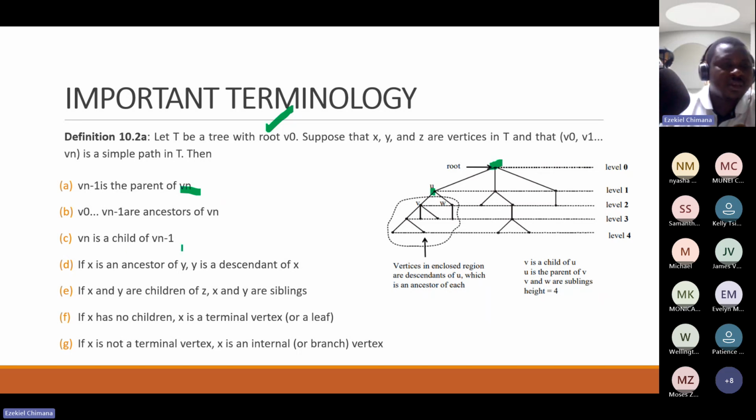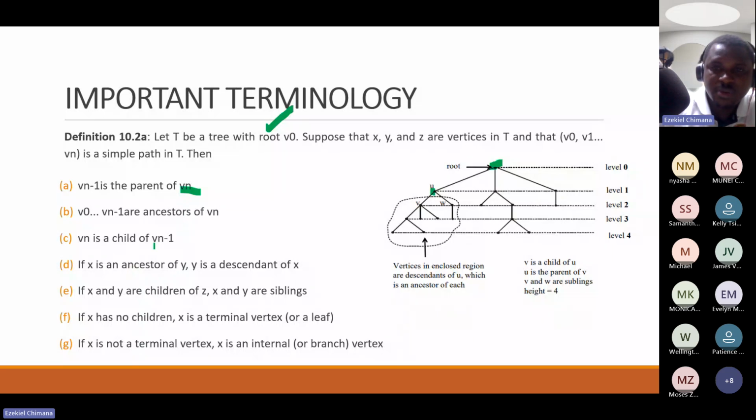And then Vn is the child of Vn minus 1. We are saying like this one, U, is now the child of this. This one will become the parent, this one become the child. And then if X is an ancestor of Y, then Y is also a descendant of X. It's as good as saying this W becomes the descendant of the root. So it's like the family tree, something like that. So if X and Y are children of Z, it means that X and Y are siblings.